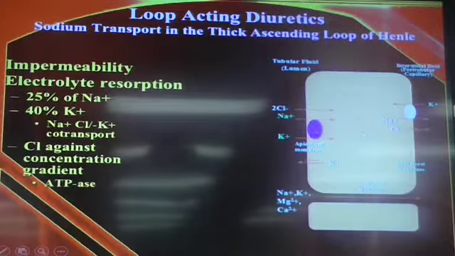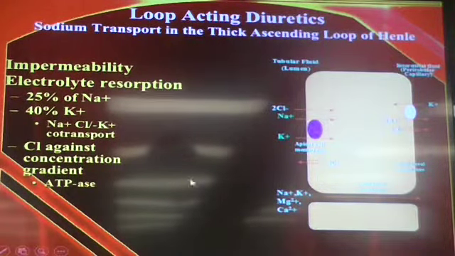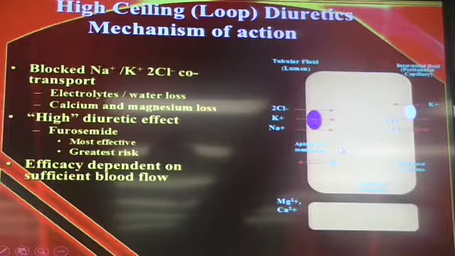So when we look at the ascending limb of the loop of Henle, there is this active transport process that takes sodium, potassium, and actually chloride will follow as well. And that's going to be the target of furosemide. So what will happen is furosemide is going to block this whole active transport process. And when it does, it's going to block the uptake of sodium, potassium, and chloride. They're all going to stay in the urine.